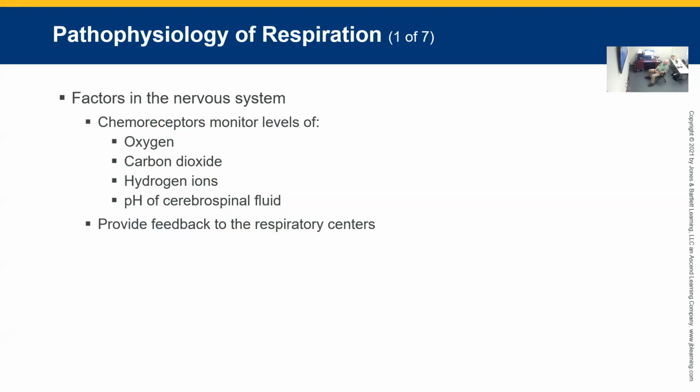So then again, we've already talked about the pH of the cerebral spinal fluid. So anyway, with this feedback, as long as everything gets back to normal, your need for oxygen, or what's required by the body, will slow down.